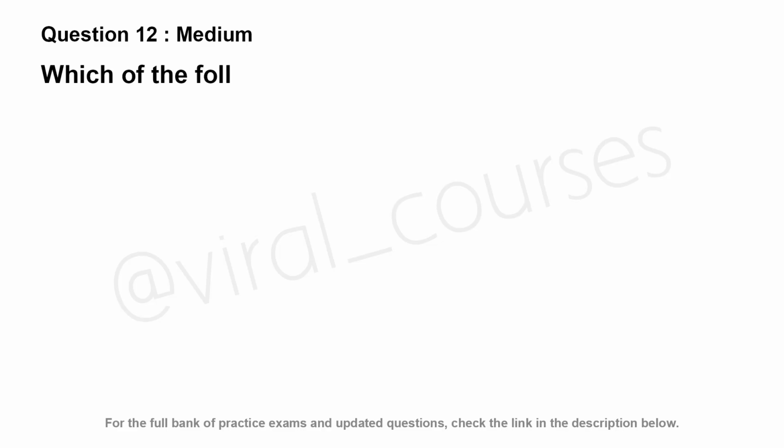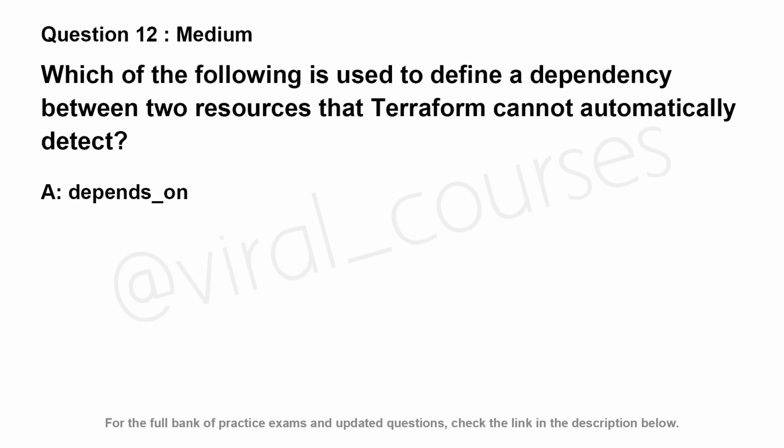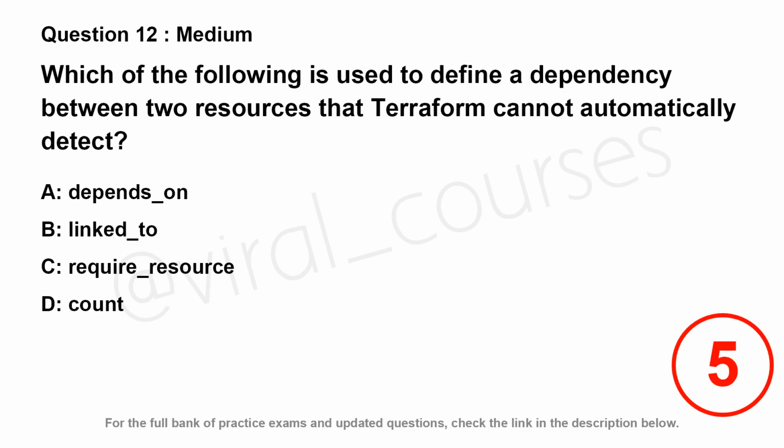Which of the following is used to define a dependency between two resources that Terraform cannot automatically detect? Option A, depends_on. Option B, link_to. Option C, require_resource. Option D, count.